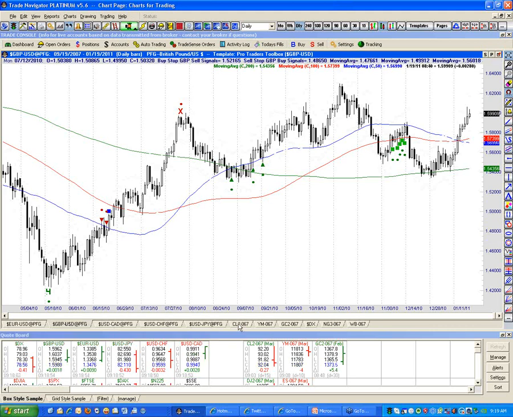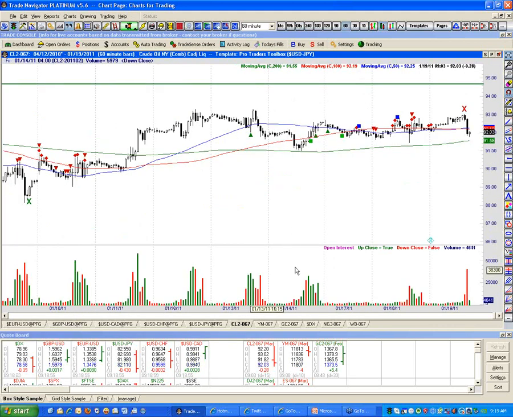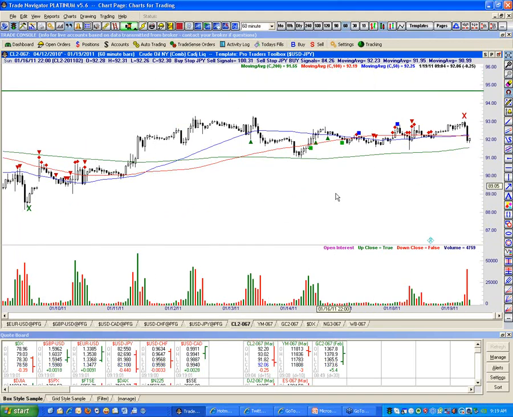Also, here's crude oil, the nearest futures contract, and I put volume on here because I like to watch volume when trading futures. But this is a 60-minute crude oil chart. As you know, recently here in the last couple of months into January of 2011, crude's been really volatile. On a 60-minute chart, it's been giving you a lot of help in both directions if you wanted to scalp it.